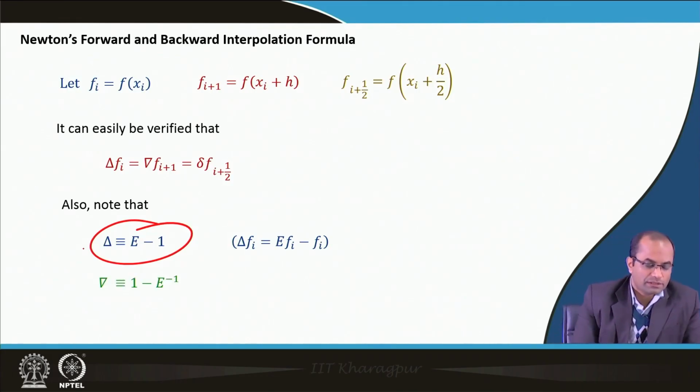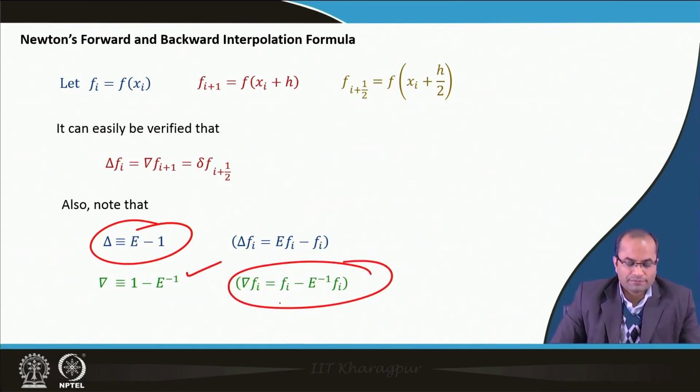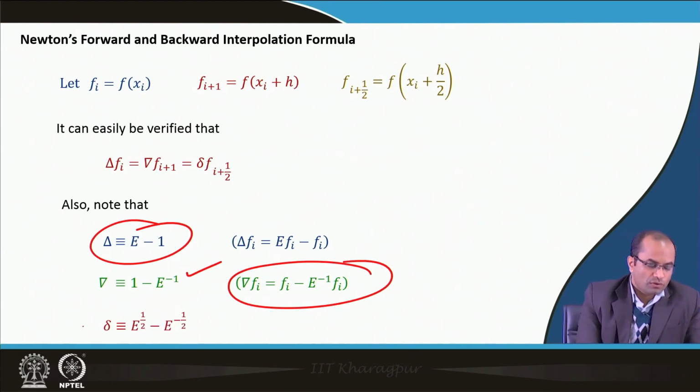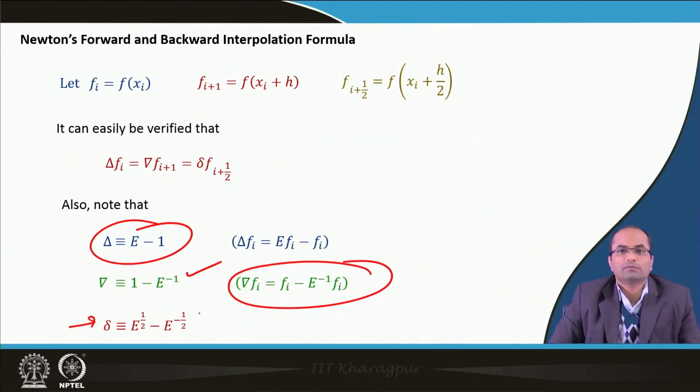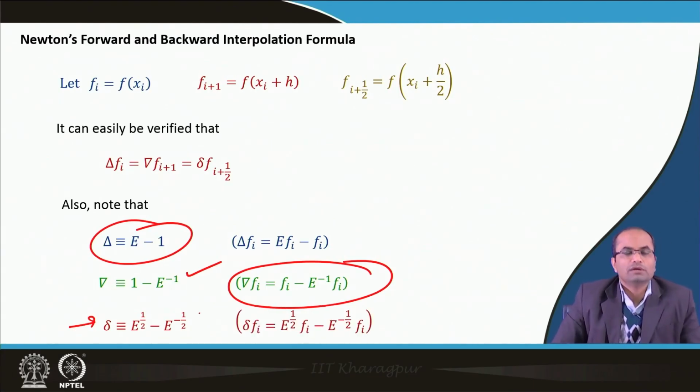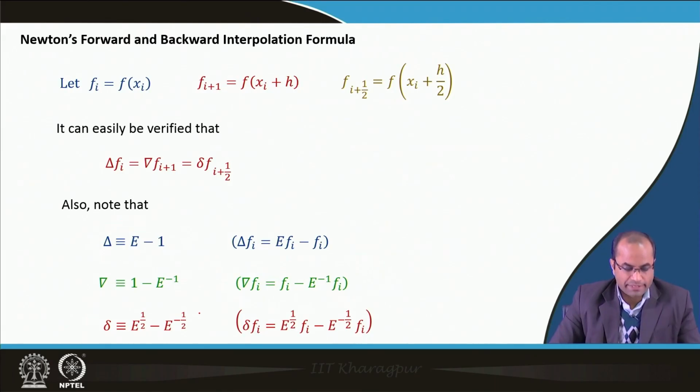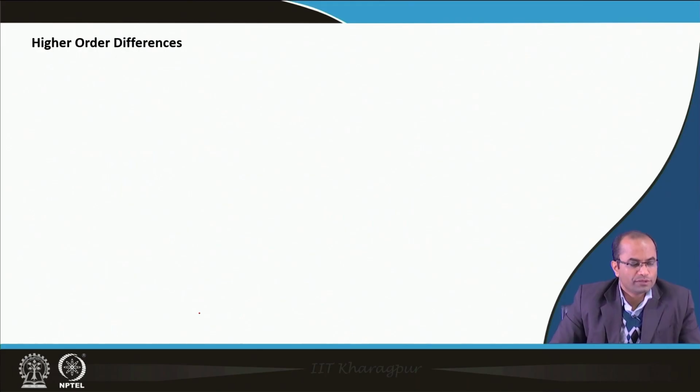Similarly, for the other relations, the backward delta is 1 minus E to the power minus 1, and similarly we can prove this by just operating the two operators on f(i), and the result will be the same. Also, we have the relation that the central difference delta is E to the power half minus E to the power minus half. Again, one can see that when we operate these two operators on f(i), we will receive the same value at the end. Having these relations, we can now move further.